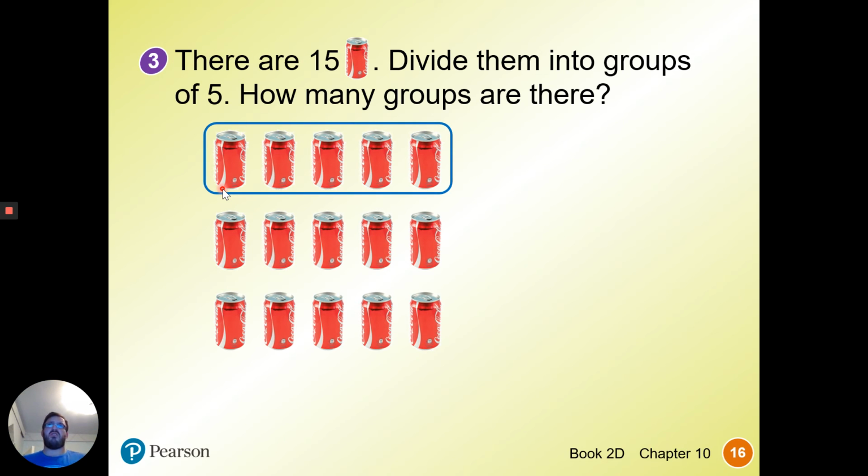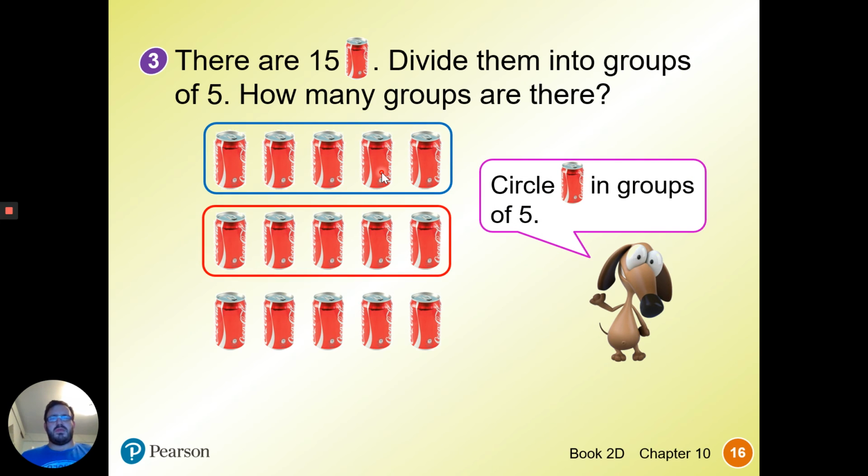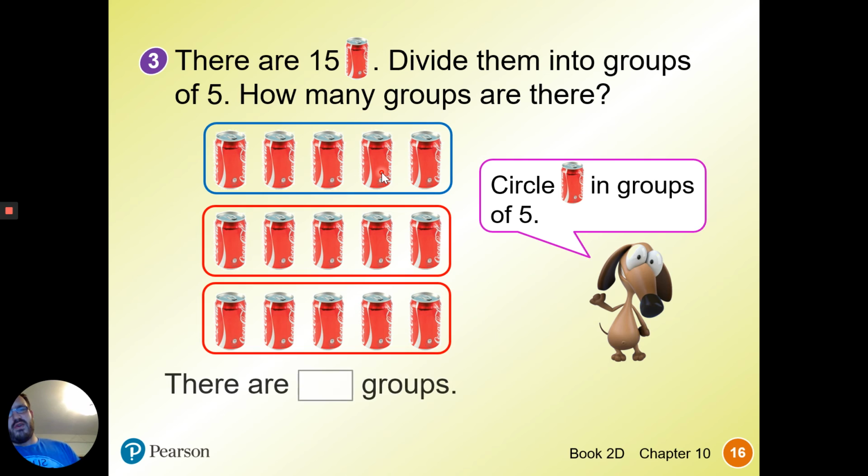All right, if we're dividing these Coke cans, we can divide them into groups of 5, and we're going to draw boxes this way now because we've got 1, 2, 3, 4, 5. So circle them into groups. How many groups have they got? We've got 3.